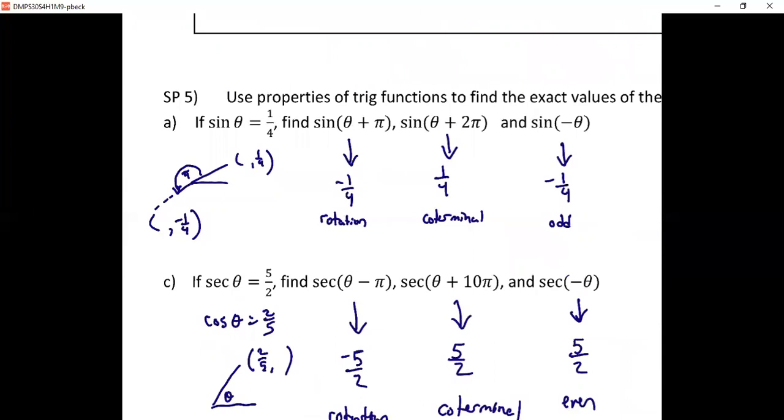If I know that the sine ratio is 1/4, one of the things I like to do is picture it. So if the sine ratio is 1/4, I'm just picking an angle in quadrant 1 that has a y value of 1/4. If we add pi to it, what that ends up doing is it creates a negative of that y value. So by rotation, we have negative 1/4. Sine of theta plus 2 pi, this is a coterminal relationship, so we have the exact same ratio. Sine of negative theta, we can look at this as an odd function. Sine of negative theta will be the negative of sine of theta.